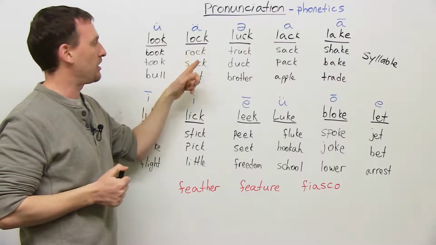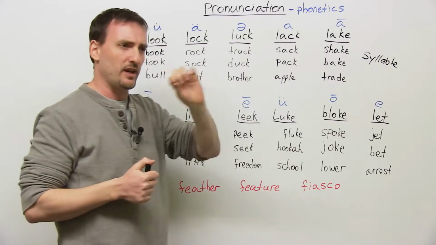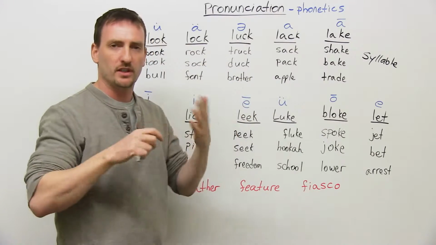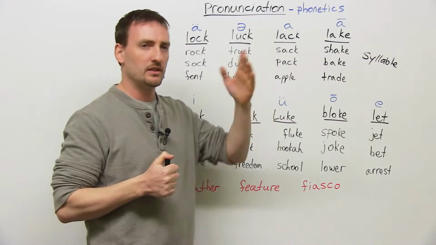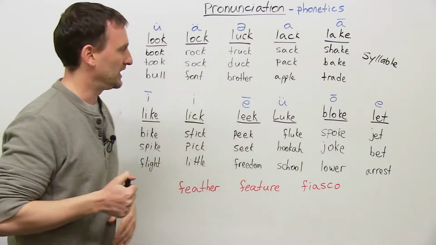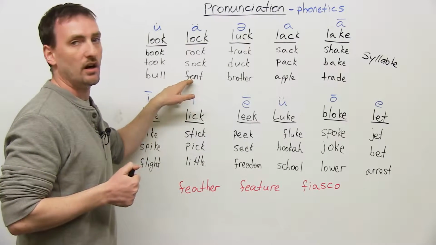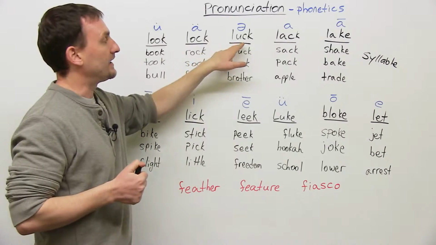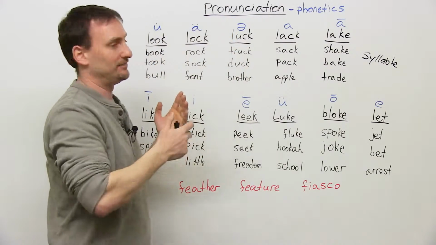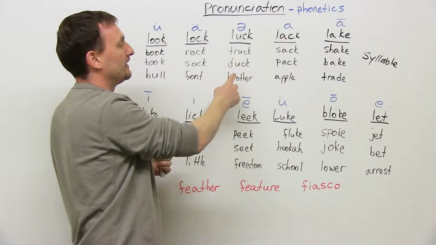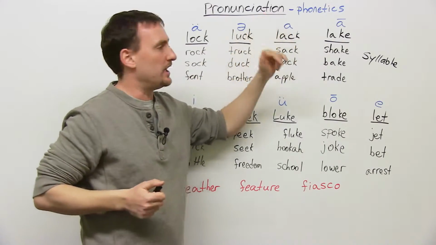Lock, rock, sock, font. If you're not sure what a font is, if you have a Microsoft Word or whatever typing tool you use, there are different fonts, Times New Roman, Agency, and Calibri, or whatever they're called. These are font. But the sound is ah. Luck, sort of like an upside down and inverted E. Luck, truck, duck, brother. Lack, just a regular A.